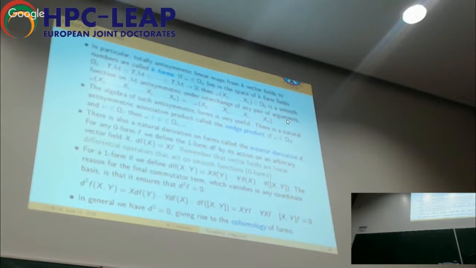And then mysteriously, I also subtract theta of the commutator of x and y. Well, the commutator is a vector field, so that's fine. So certainly the last term is also a zero form field. So why do I have this extra term at the end? Well, the reason is that I do this in order to make sure that d squared, if I apply d twice to something, I always get 0.